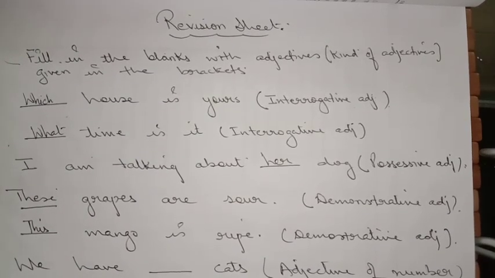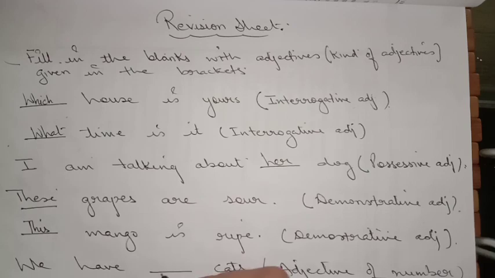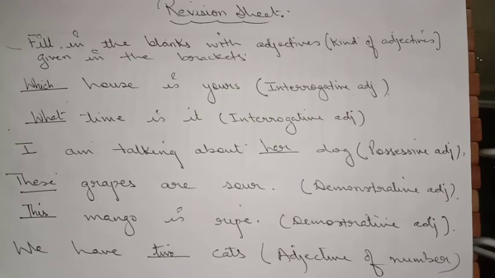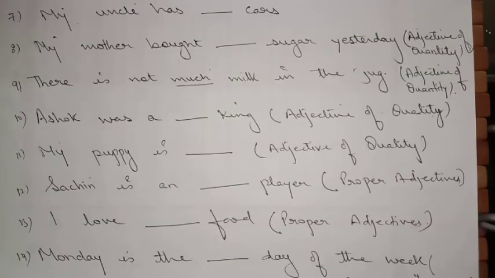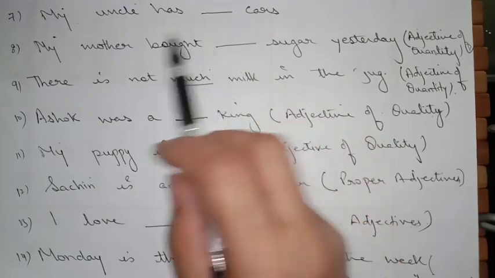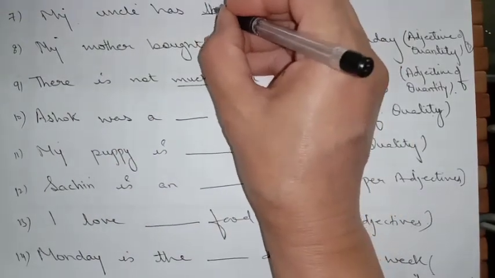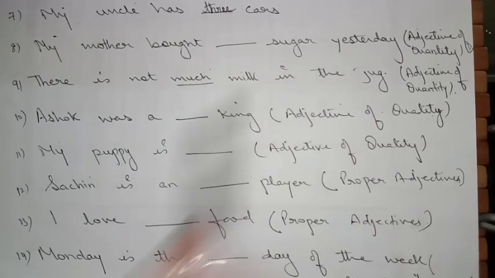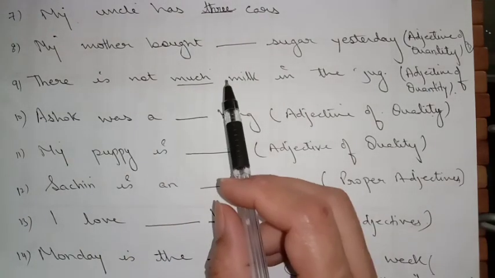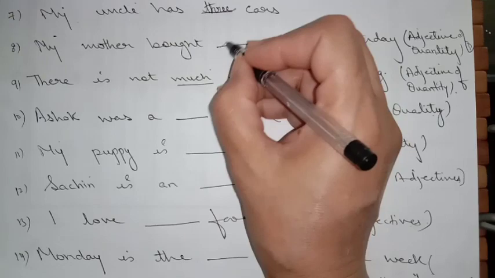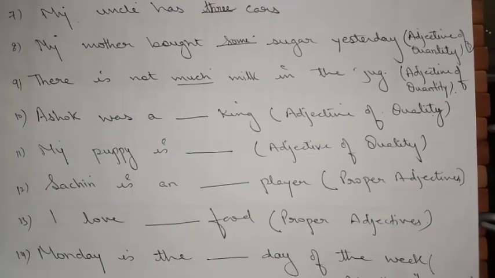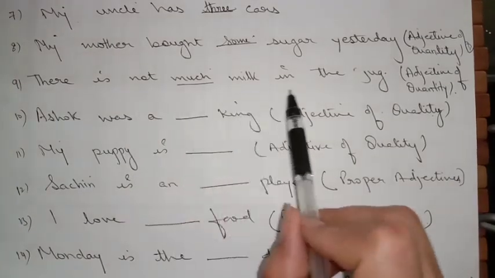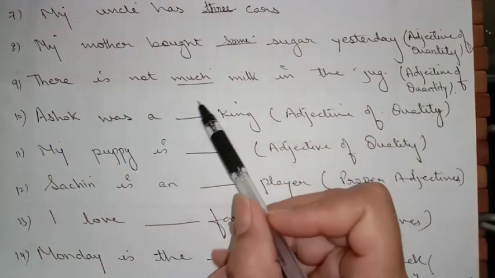We have dash cats, adjective of number. We have 2 cats. Is the concept clear? My uncle has dash cars. My uncle has 3 cars. Right? You're filling it with the adjective of number. Then my mother bought dash sugar yesterday. My mother bought some sugar. Okay? There is not dash milk in the jug. Adjective of quantity, not much milk in the jug.